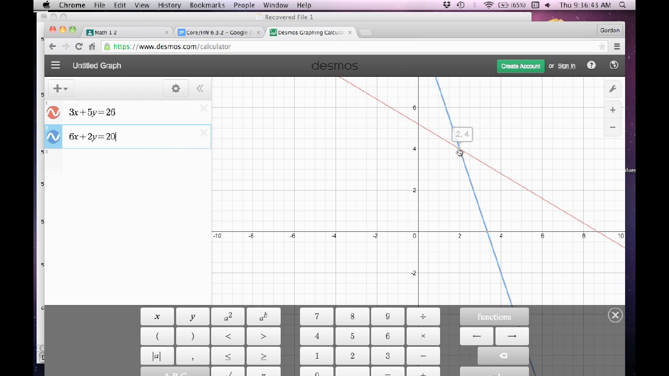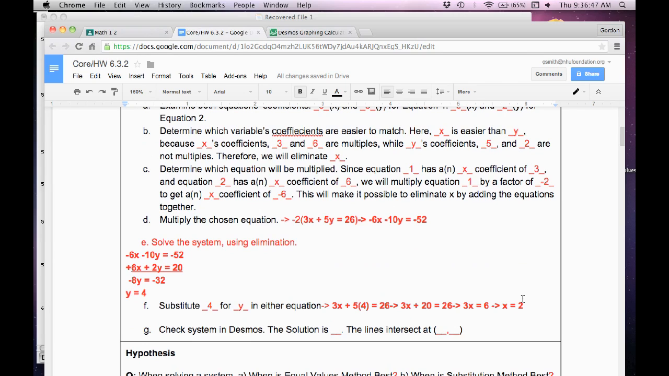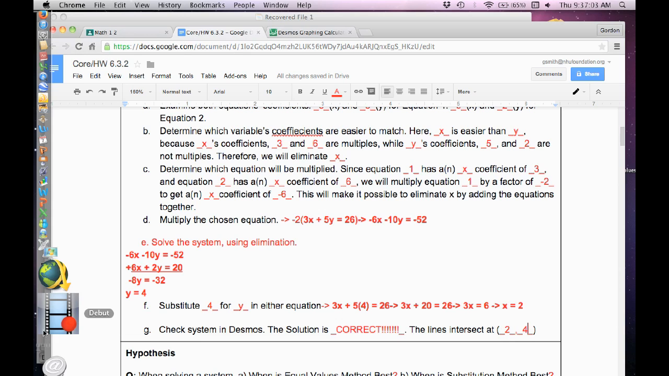And we get the solution 2, 4, which is exactly what we got here. X equals 2, y equals 4. So the solution is correct. Hooray! The lines intersect at 2, 4. Awesome. Okay, and that does it for methods in learning today.